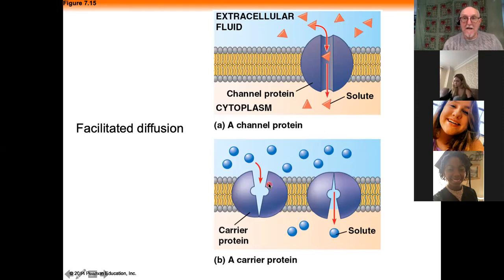This is another kind of protein, a carrier protein, and it's different in that the protein changes shape. It opens to the area that is high concentration, binds a molecule, and that binding causes the protein to change shape and pump it to the other side. But again, this does not require any additional energy. The energy is provided by the potential energy of this concentration gradient.